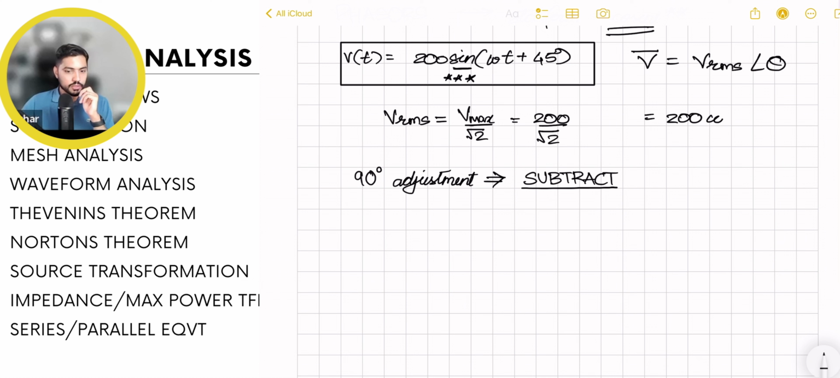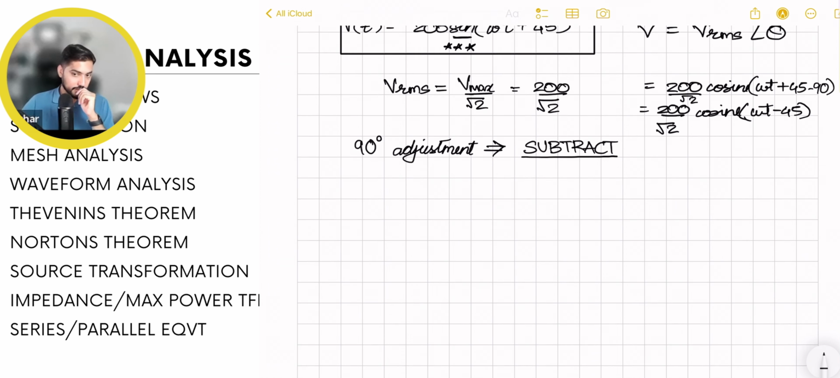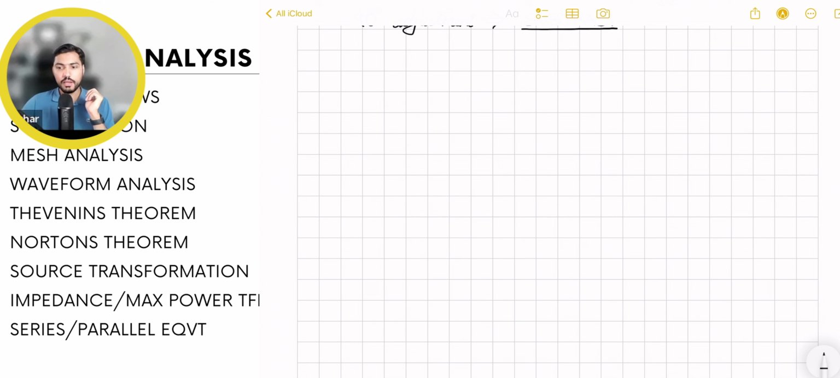So you are going to do cosine. Step number 1 would be to convert this into 200 cosine(omega t plus 45 minus 90). That gives me 200 cosine(omega t minus 45 degrees). So now when I convert this into a phasor, it becomes 200 divided by square root 2. One possible mistake over here, and a phase angle of minus 45 degrees because of this 90-degree adjustment. These are the only couple of items that you need to really remember for phasors.